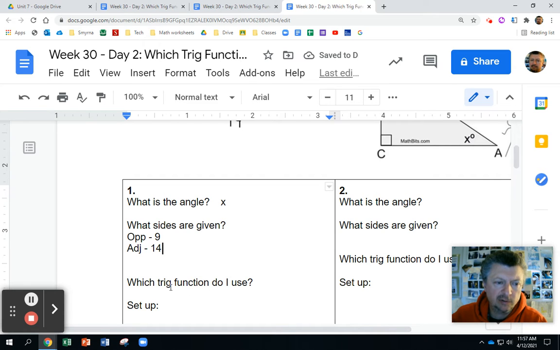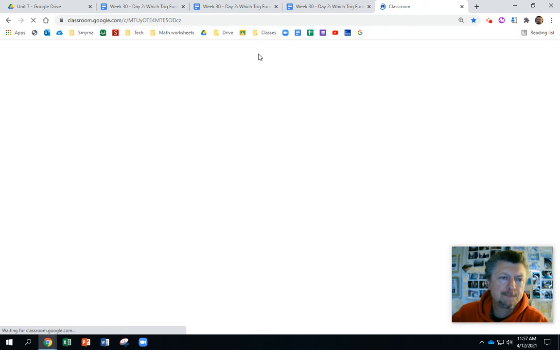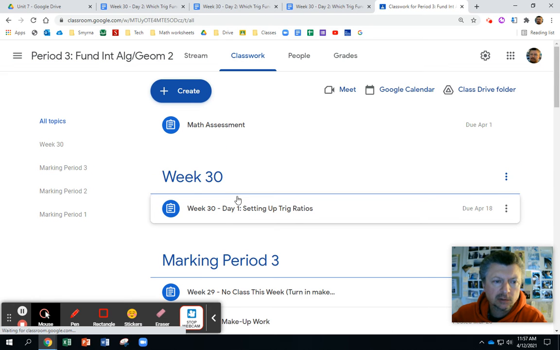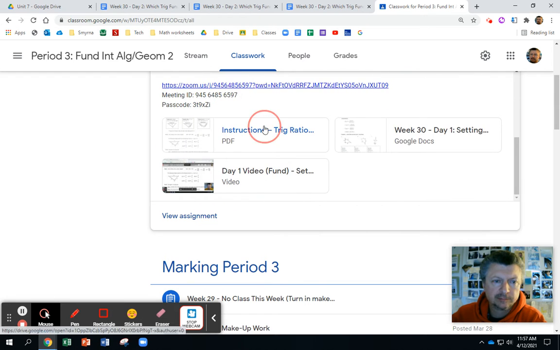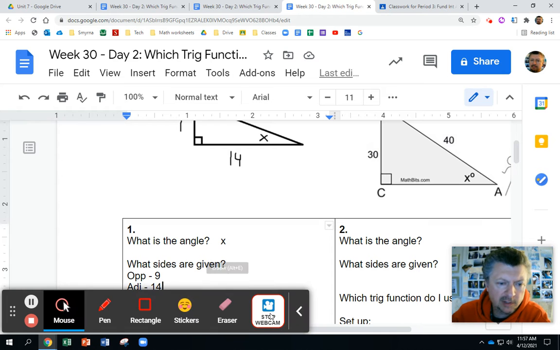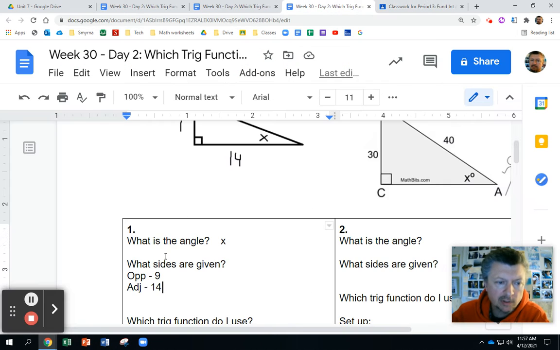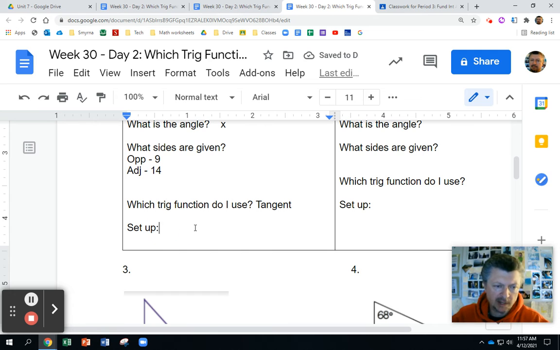So now, what trig function uses opposite and adjacent? If we go to the assignment that I gave you, day 1, there's that instruction sheet. Here it is. We have the opposite and the adjacent, right there on tangent. So we're going to use tangent. And how do you set it up? This is how you set it up.